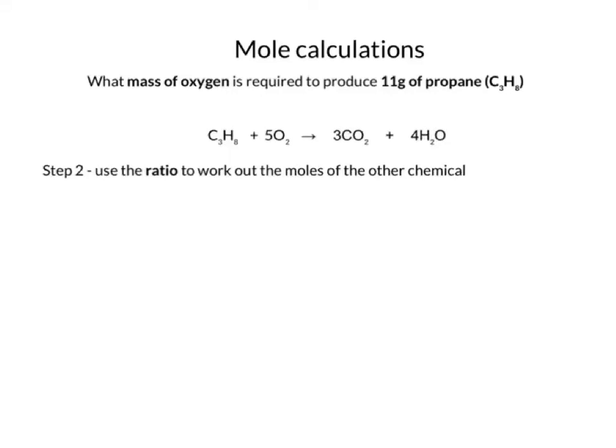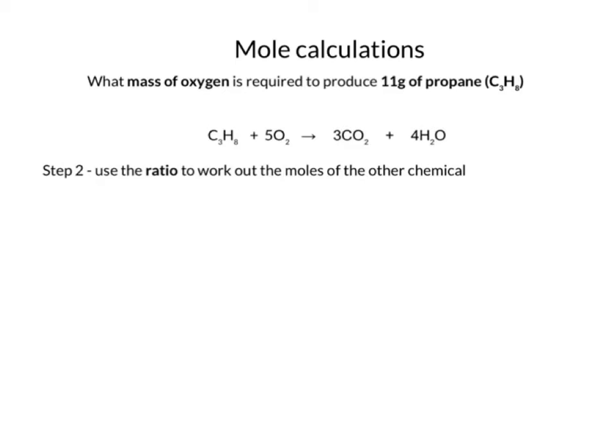This video is going to look at the second step of our mole calculations. And that second step is to use the ratio to work out the moles of the other chemical. So in this question, we are asked to look at the mass of oxygen required to produce 11 grams of propane. And in our first step, we converted this 11 grams of propane into the number of moles.